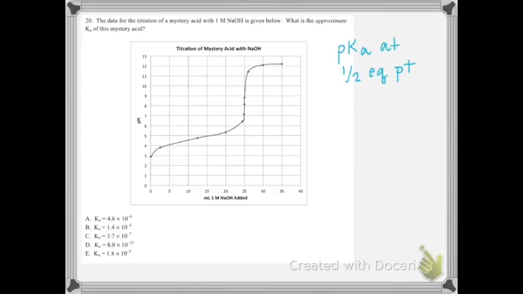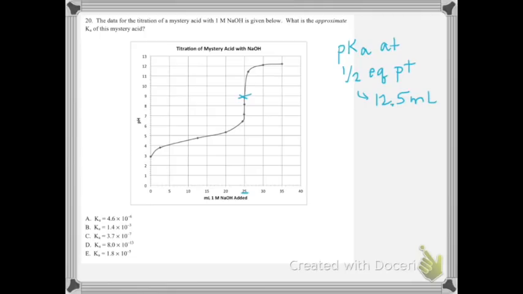pKa is at the half equivalence point. And so what we can do is figure out what the equivalence point is. The equivalence point is always where we have this sharp jump up. So I would say that that's at 25 mils. So our half equivalence point must be at about 12.5 mils. Okay, that's what we mean by half equivalence point.